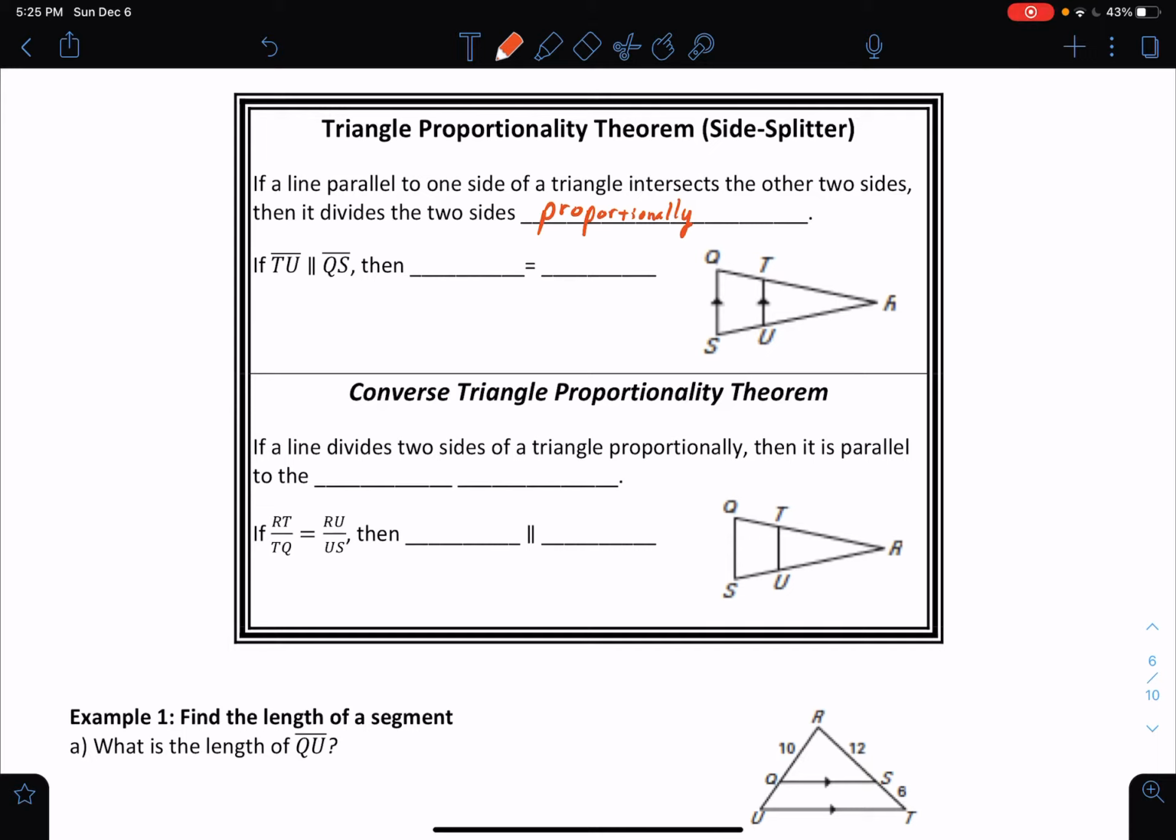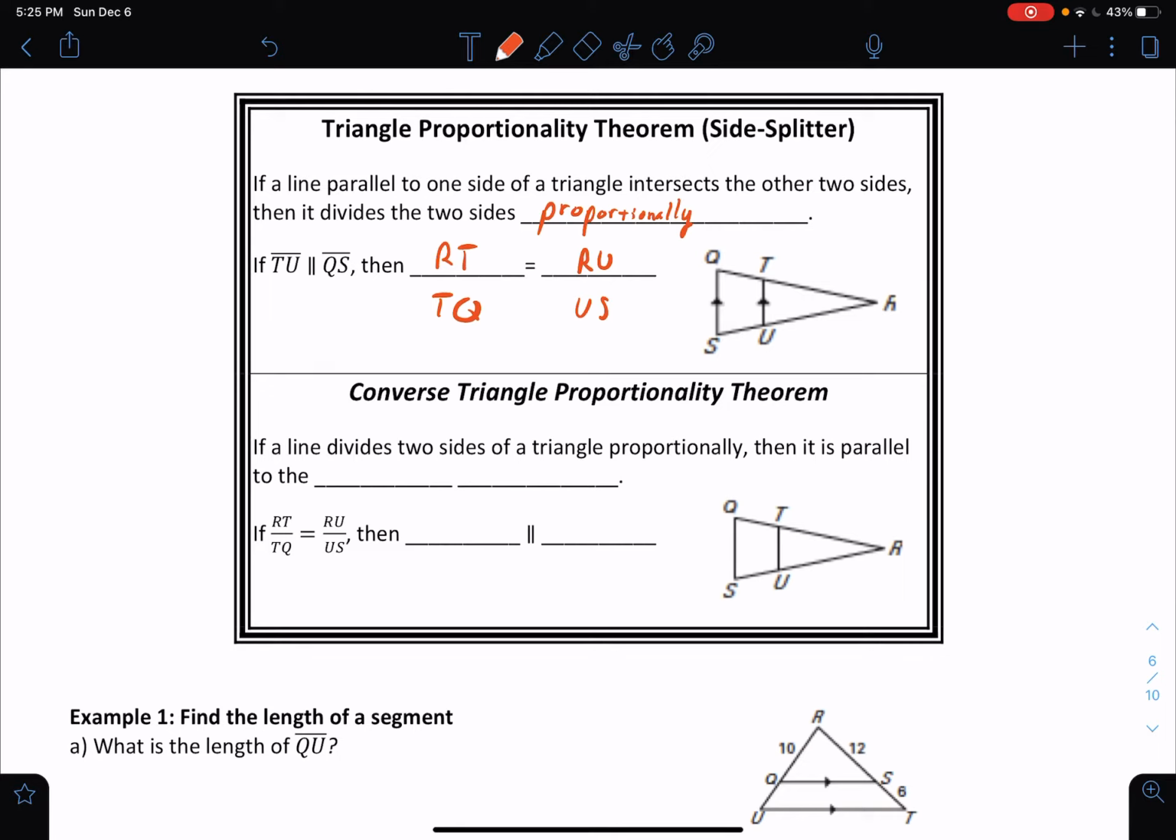All right, so like if TU is parallel to QS, that's what those arrows mean on those line segments, then the ratio RT to TQ, the top part over the bottom part of one side, is going to equal the top part over the bottom part of the other side. It's going to split those sides proportionally.